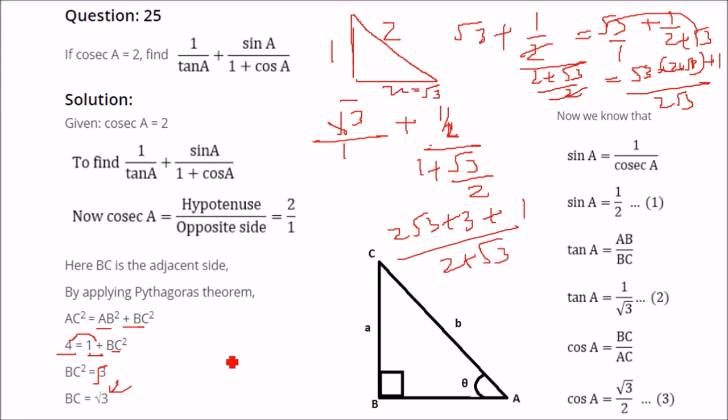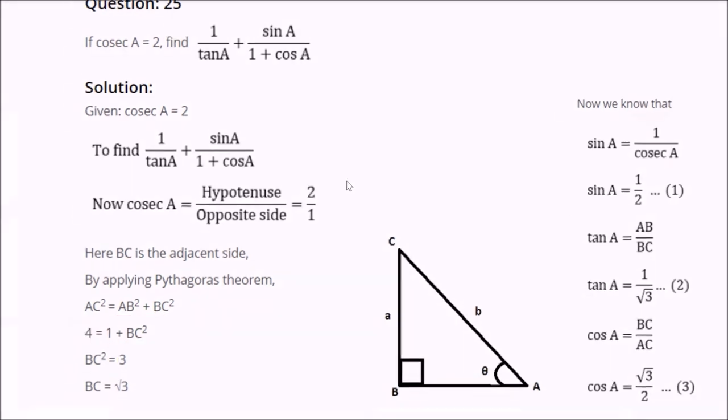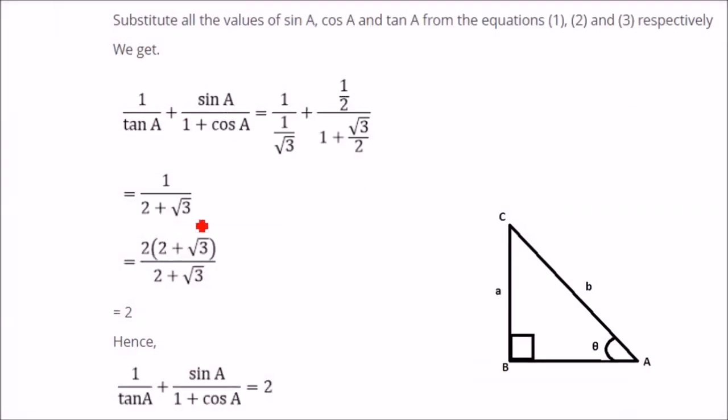What do you get here? 2 root 3 plus 4 by 2 plus root 3. Right? 2 root 3 plus 4 by 2 plus root 3. Now there is a possibility, if you see here, because this is root 3. So what do you get here? This is 1 by 2 and this is 1 by root 3. This is root 3. So root 3, we have already found out 2 by root 3, 2 gets cancelled.